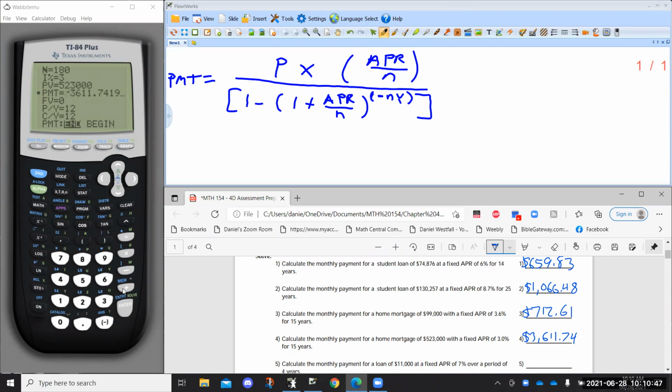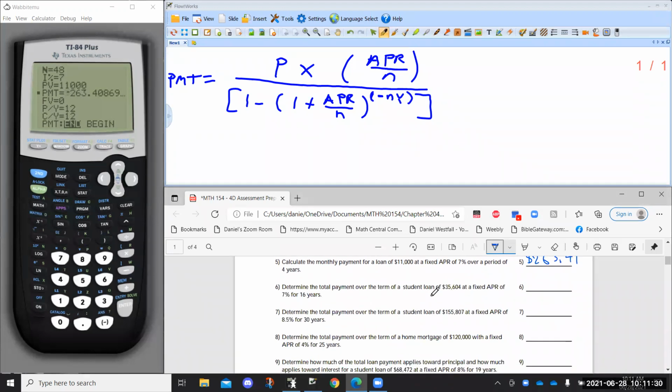I'm going to calculate the monthly payment for a loan of $11,000. Fixed APR of 7% over a period of 4 years. And it's going to be $263.41 for the payment. Okay.